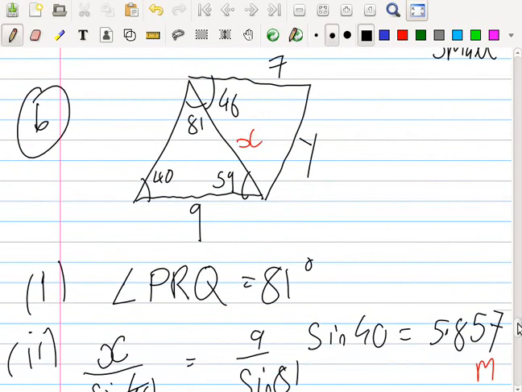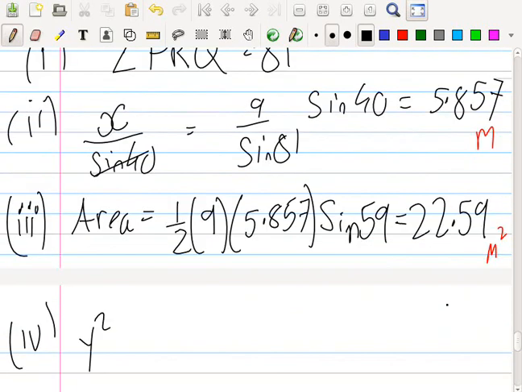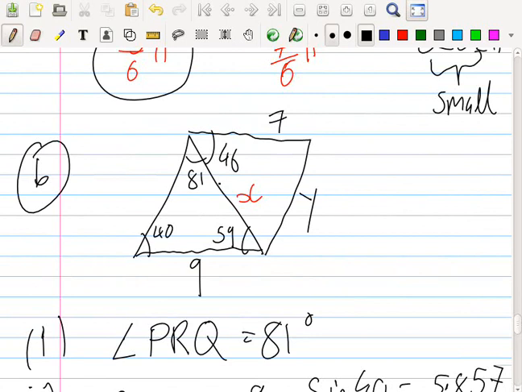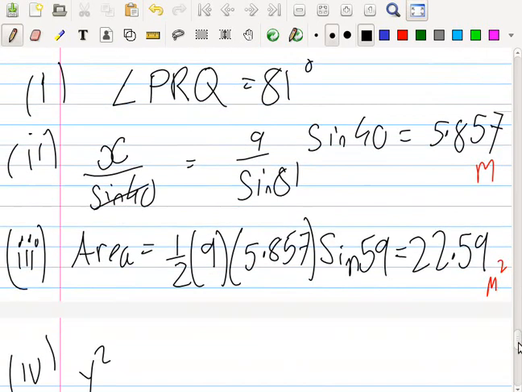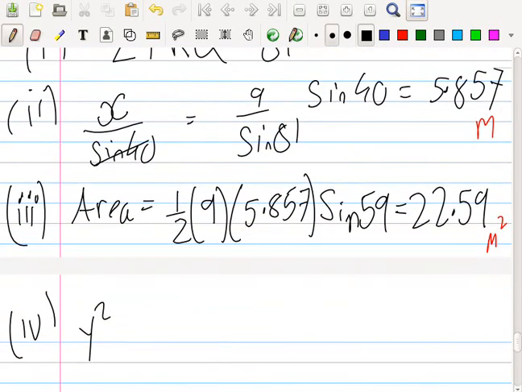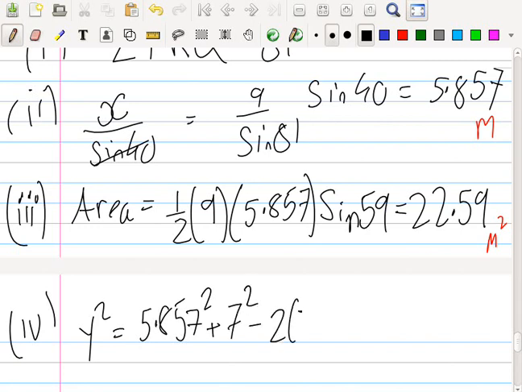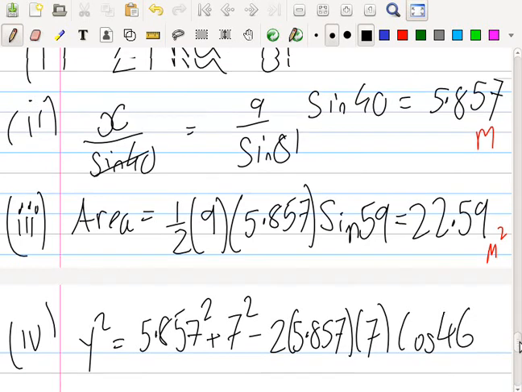I'll call it y. So y squared equals x squared plus 7 squared minus twice x times 7 times cos 46. What's the x here? There it is. So y squared equals x squared plus, what's the other side? 7 squared minus twice x times 7 times cos 46.